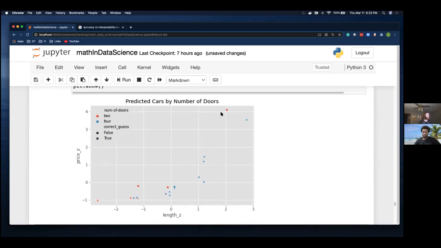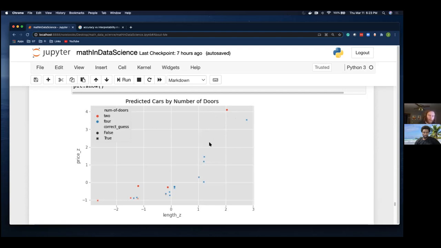What we have here is, if it was X, then it was true. If it was a circle, then it got it false. And then what the actual value was.